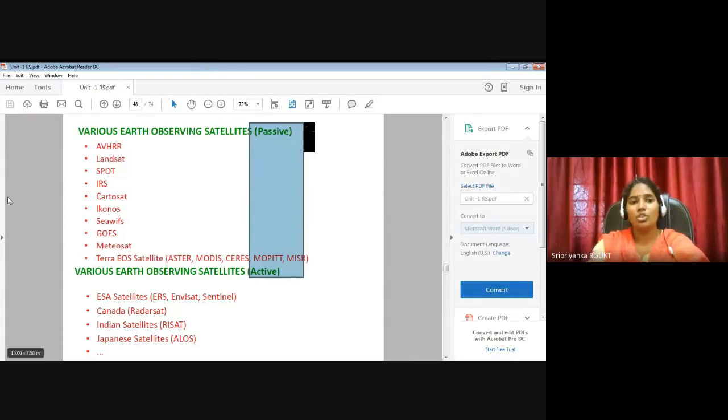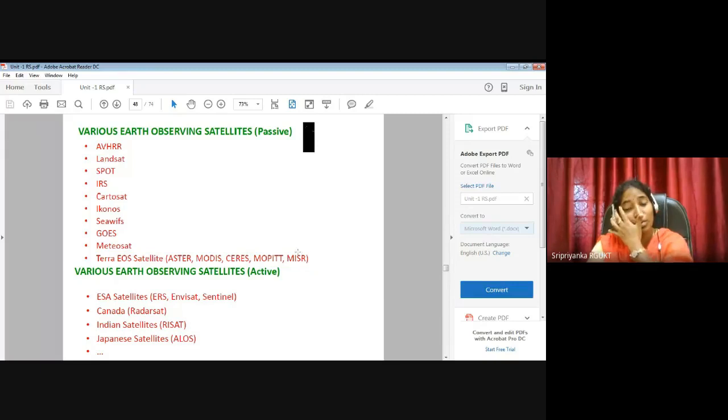So that's it. You can see various Earth observation satellites which use the passive source of energy, which is your solar energy. There are so many satellites here: AVHRR, Landsat. I have shown you Landsat. It has 9 different satellites in it. Spot, IRS, Cartosat, IKONOS, AWiFS, GOES, Meteosat, Terra, EOS satellites. In Terra EOS also, there are so many other satellites being launched.